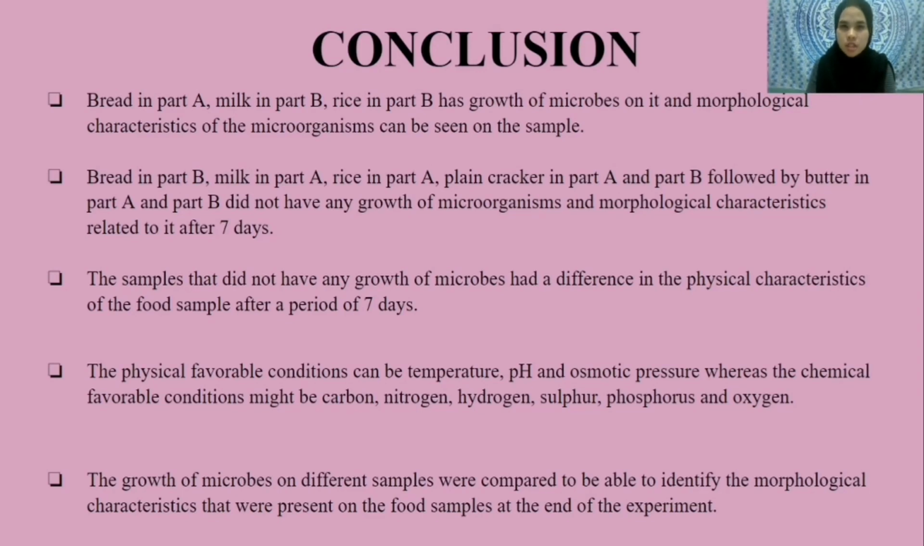The physical favorable conditions can be temperature, pH, and osmotic pressure, whereas the chemical favorable conditions might be carbon, nitrogen, hydrogen, sulfur, phosphorus, and oxygen. The growth of microbes on different samples was also compared to be able to identify the morphological characteristics that were present on the food sample at the end of the experiment.